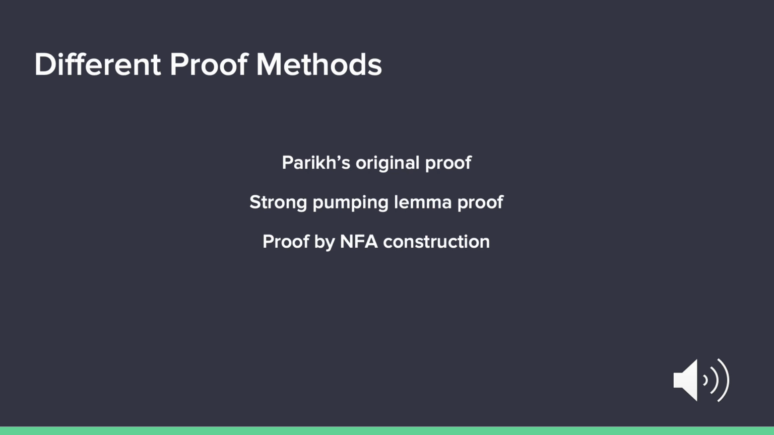From the papers we read, we saw that there were multiple different proof methods. The first was Parikh's original proof, which revolves around using trees and the depth of them. Then there was a strong pumping lemma proof, which was referenced in Faulkner's lecture notes as well as in other papers we saw, as well as a proof by NFA construction, which is what we will be doing today.